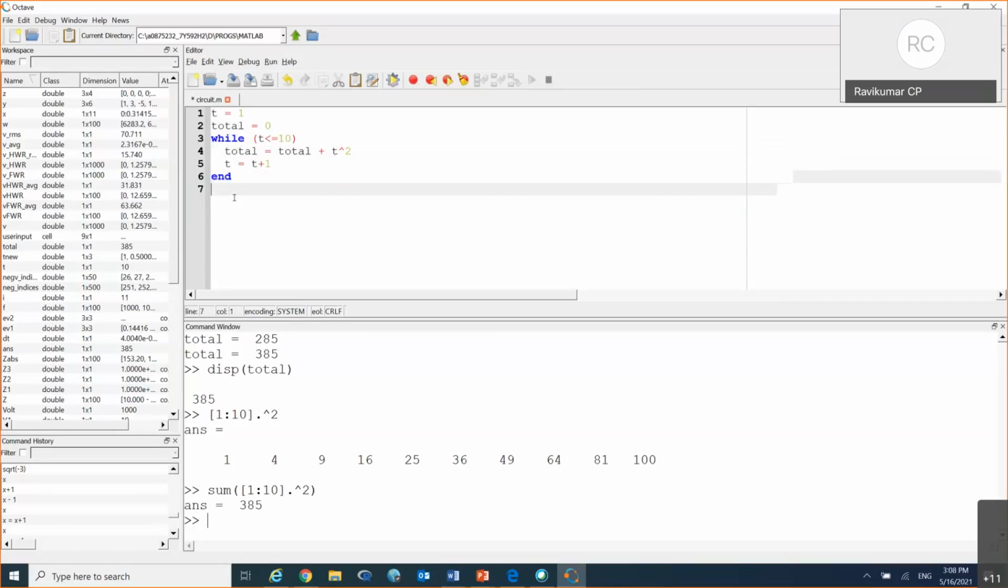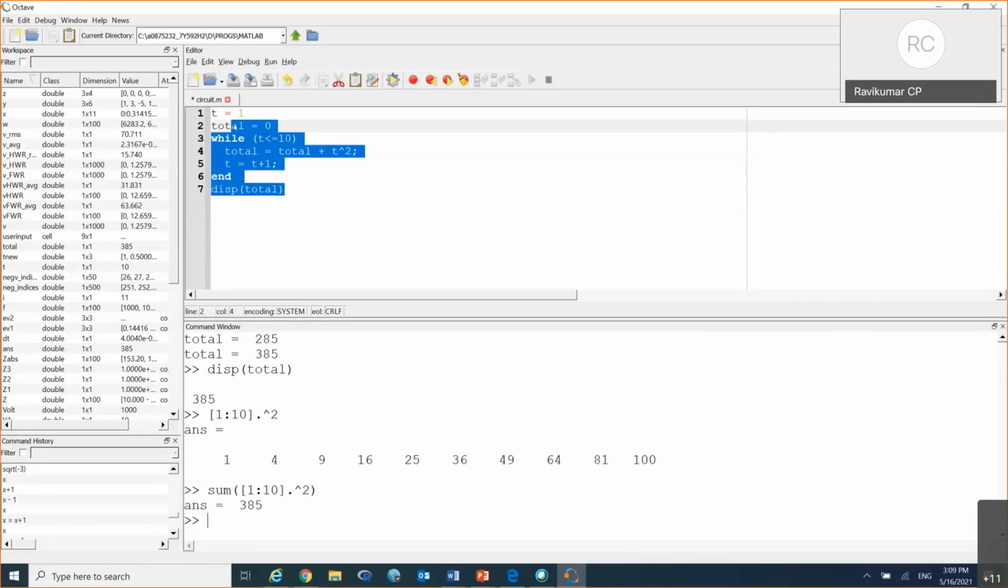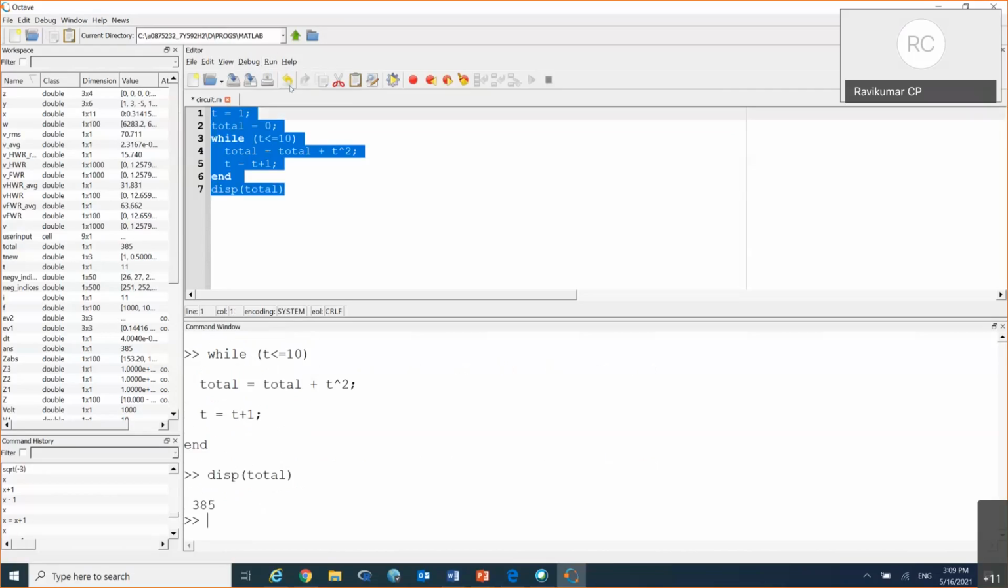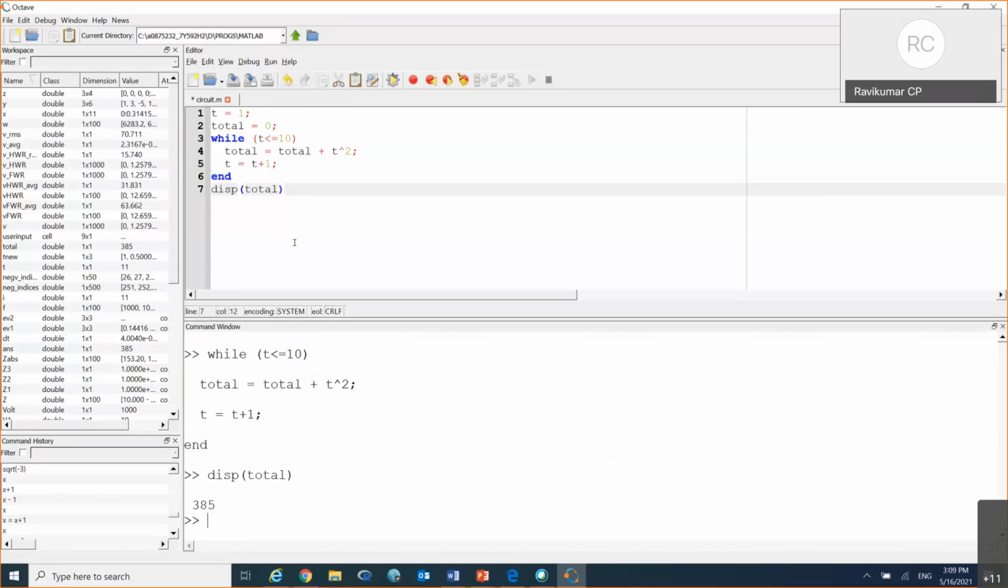And now we can display total. Let me put a semicolon here to avoid all those calculations being shown. If I do this, it's the same answer, 385, right? And while loop is very similar: while and some condition. In this case, the condition was t less than or equal to 10.